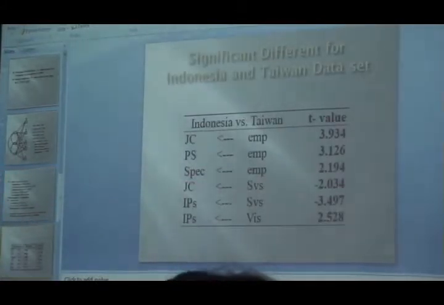And then I just want to show you the main result that shows whether it is different or not between Indonesia and Taiwan. So I just show you the t-value. I see, so that's the p-value. How about the significance? Yes, the t-value shows that if the t-value is higher than 1.96, it represents that it is significant. I think it's very basic statistical understanding.